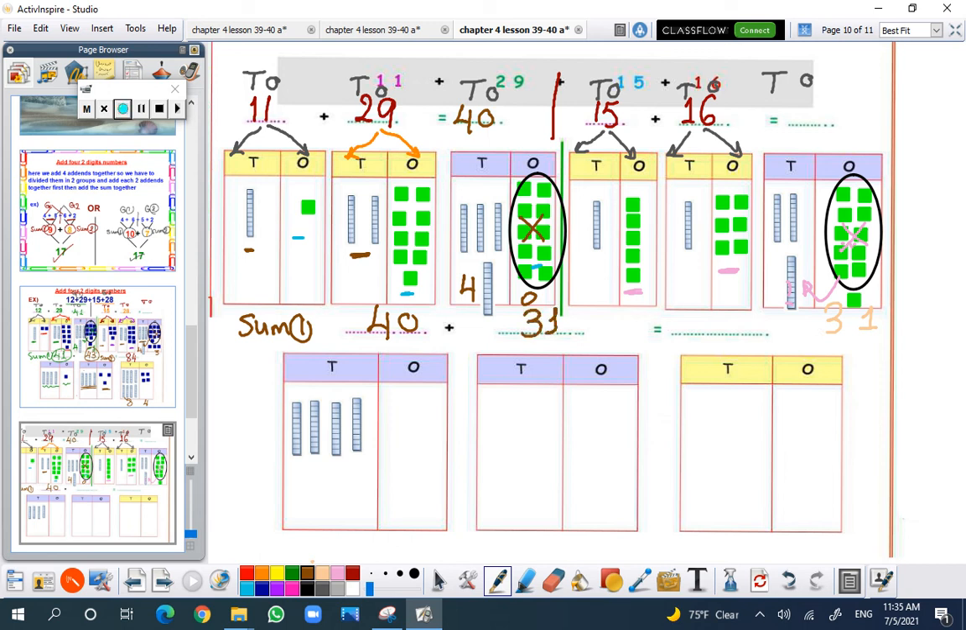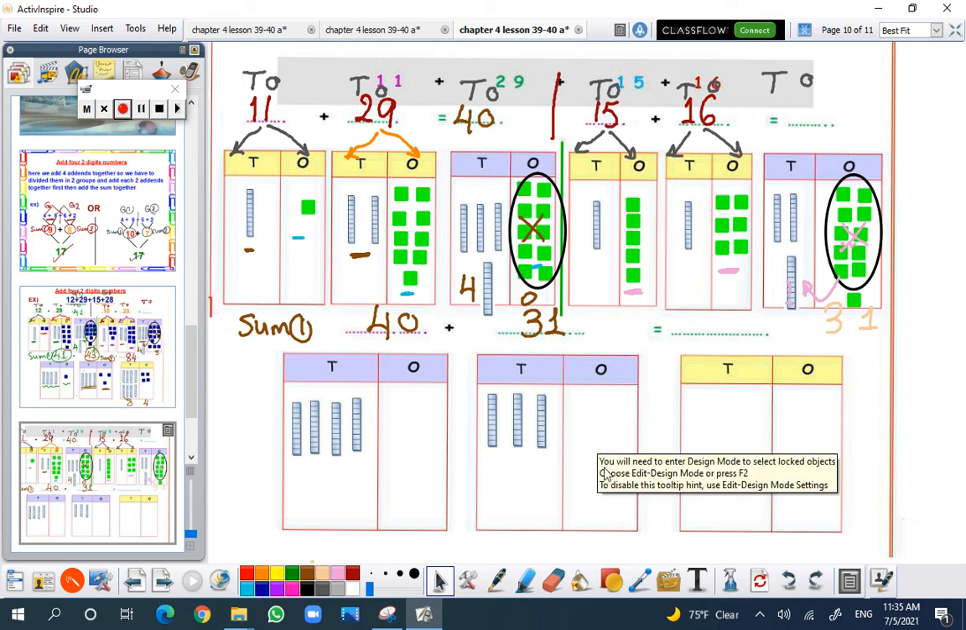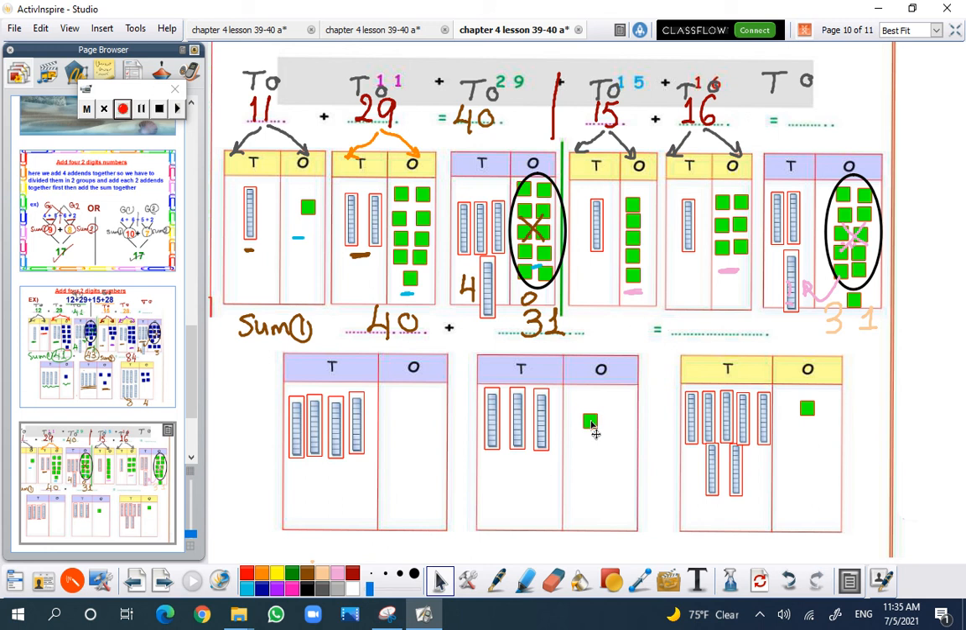So let's represent sum of group number 2 here. 31. 3 rectangular bars on the tens and 1 small square on the ones.